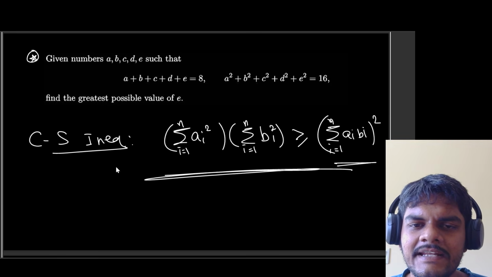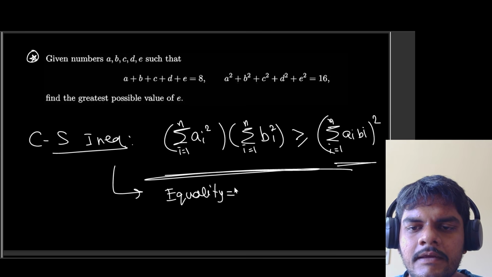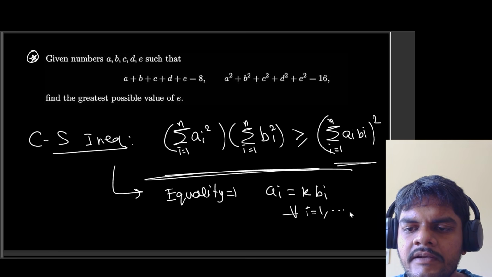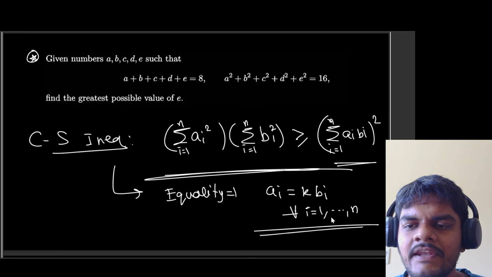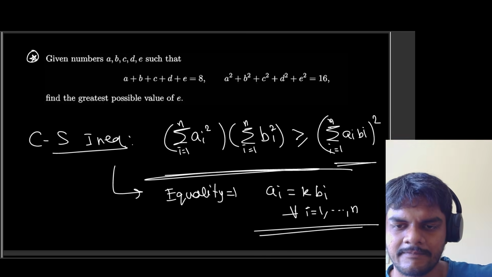And when does the equality happen? This is very important. When does equality happen? Equality implies ai is equal to some k bi for all i from 1 to n. All right, this is when they are equal. So they are in the same ratio. Only then equality will be occurring.